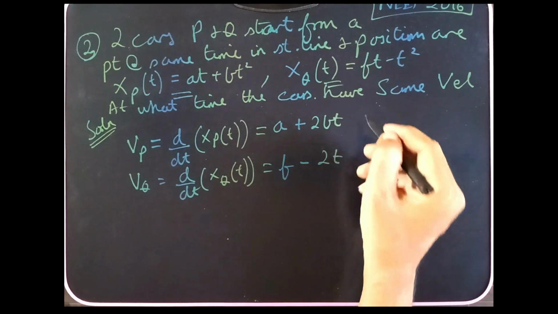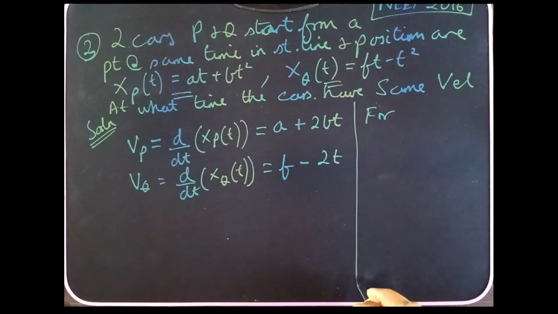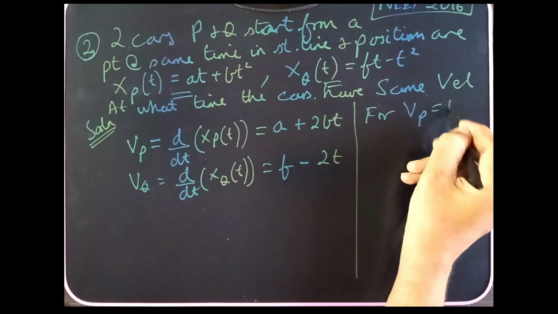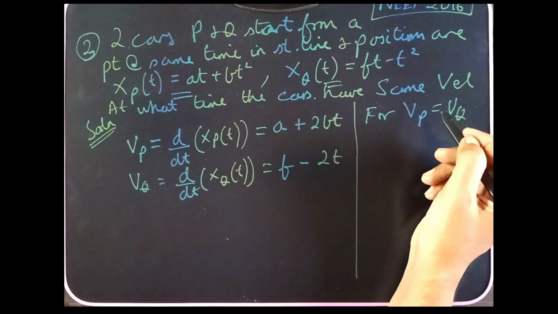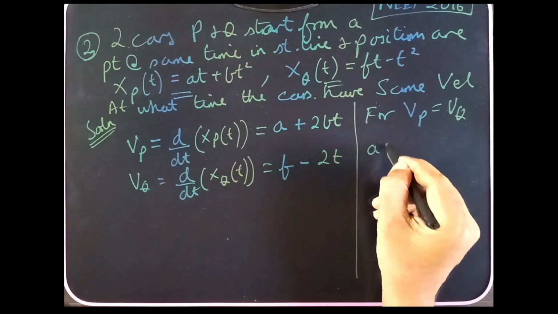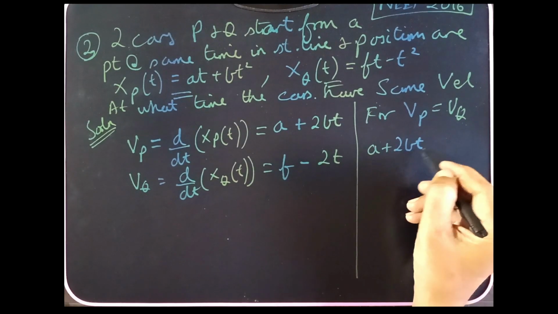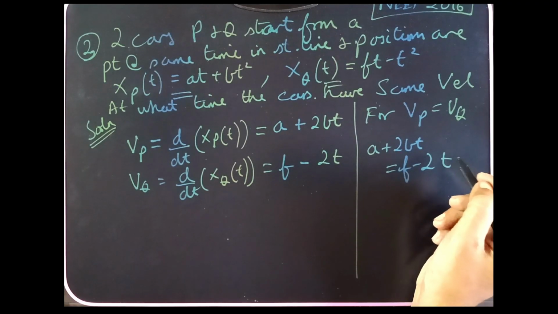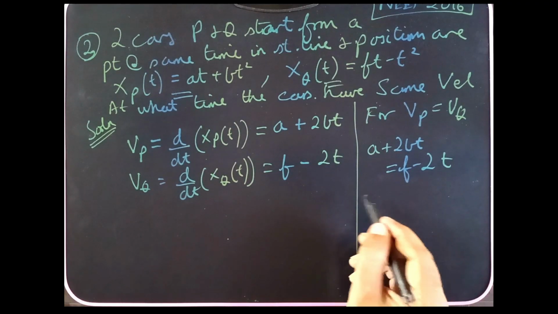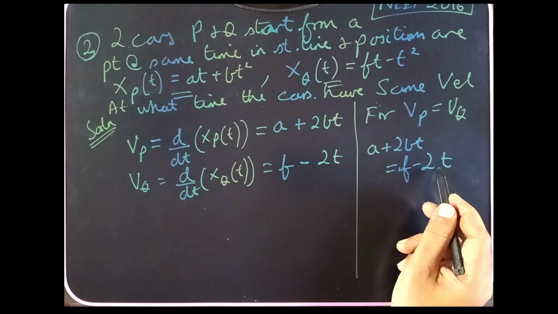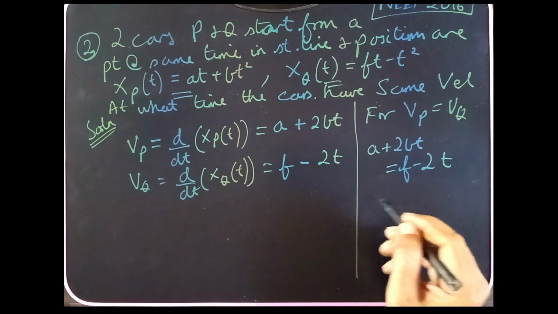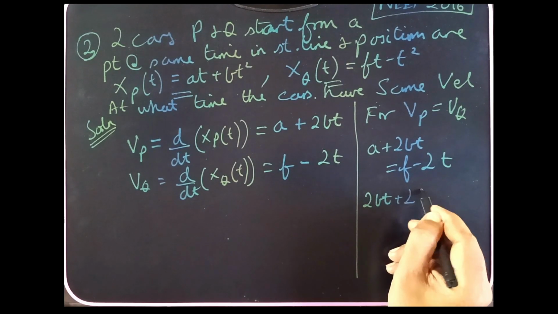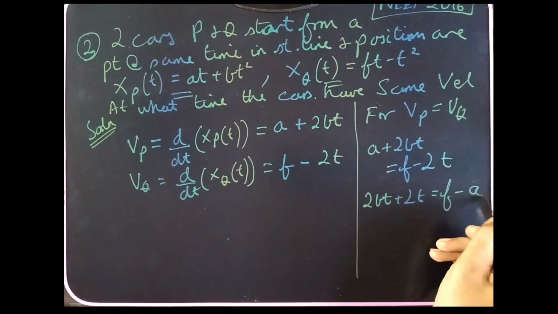So now what is it saying? For the same velocity, that means vp is equal to vq. What is the time, right? So let's equate it: a plus 2bt is equal to f minus 2t. If you solve this, you have to get t on one side. So you'll get 2bt plus 2t is equal to f minus a.